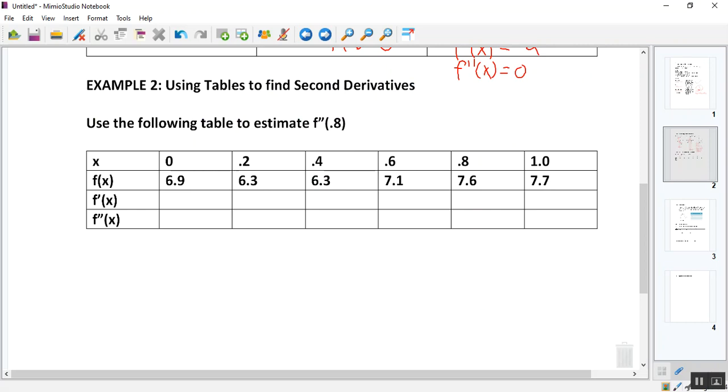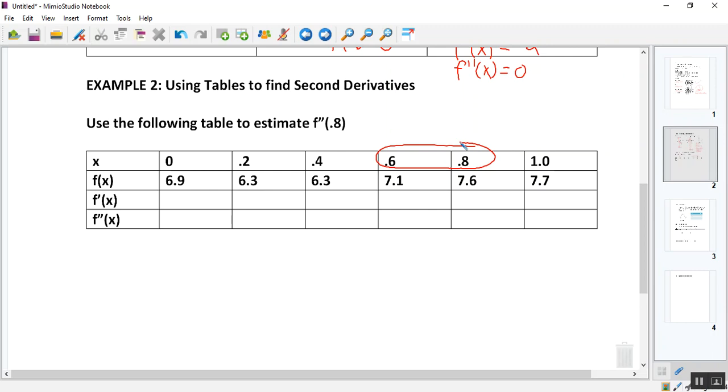We're only going to find this for f double prime of 0.8, right? So let's find f prime at 0.8. I'm going to work backwards. I'm going to use these 2 points as my interval. Is that okay, kids? Help me out, guys. So maybe f prime of 0.8 right here, I would take 7.6 minus 7.1 over 0.8 minus 0.6. Somebody run that for me.